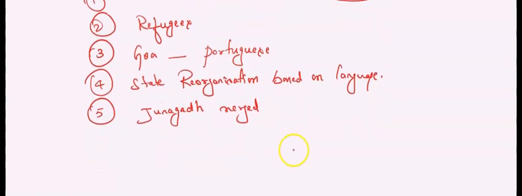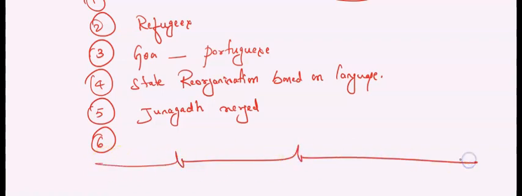Next question, number 6. What were the options given to provinces by the British at the time of independence? So these are the most possible areas where you can expect the questions from the topic history.